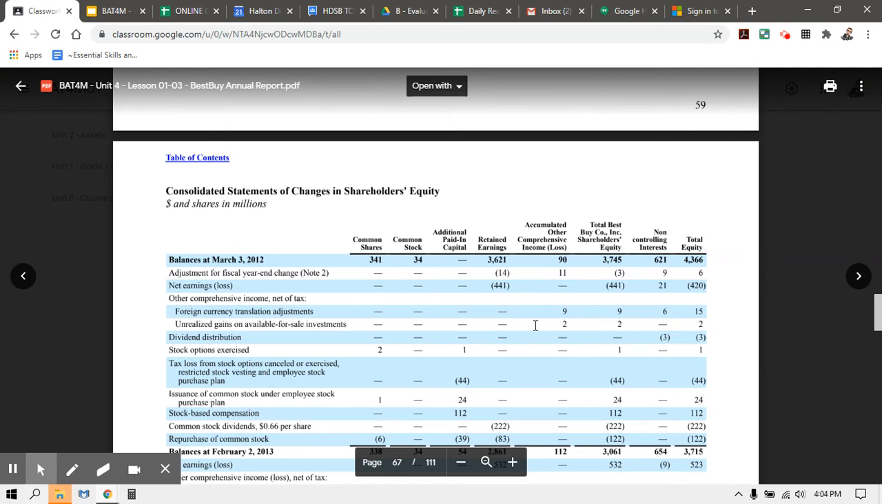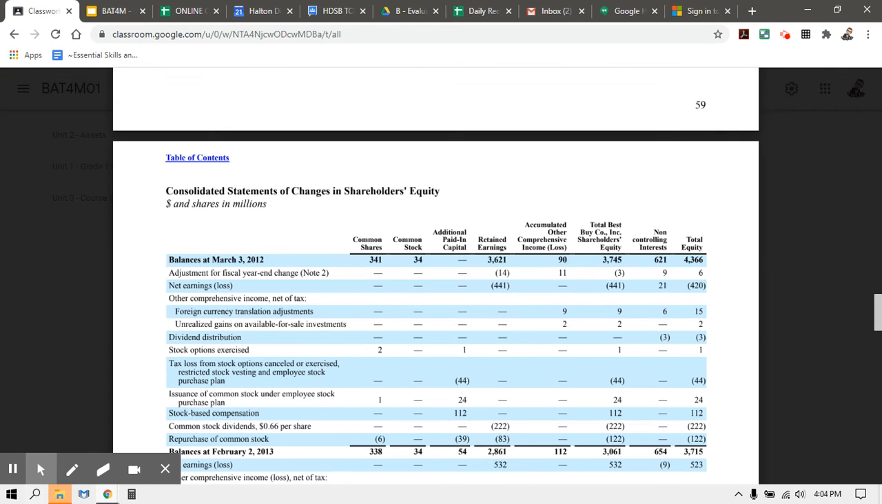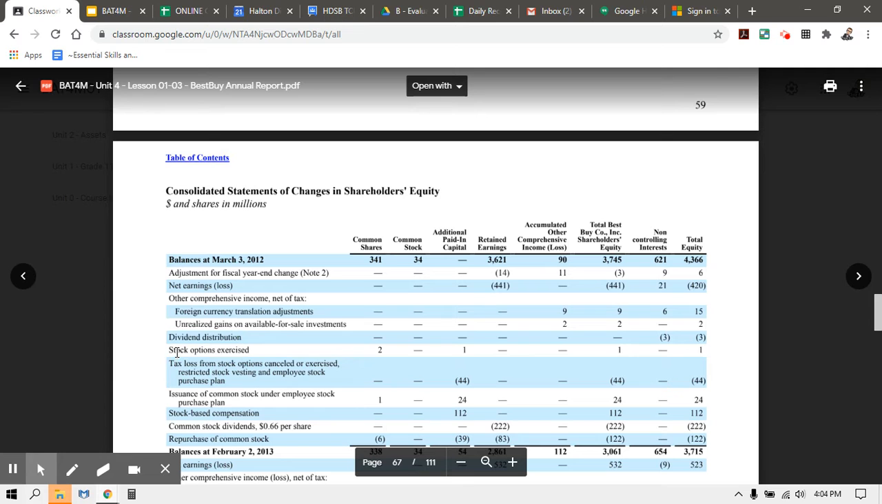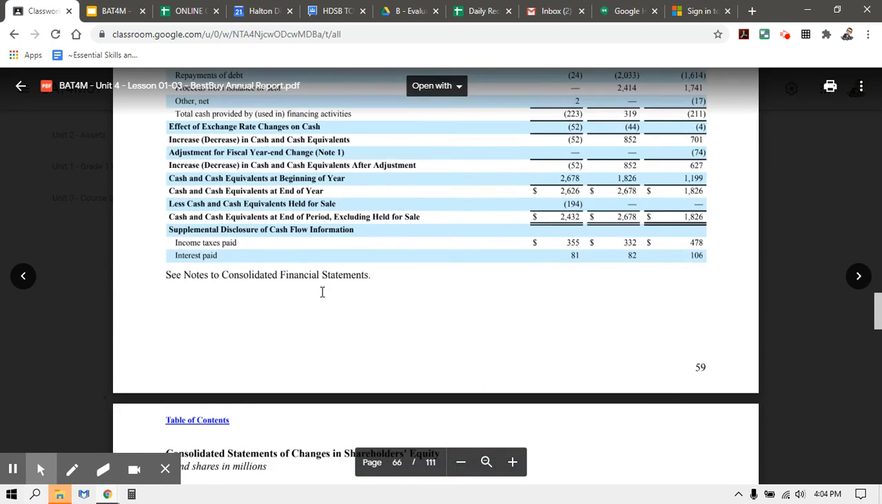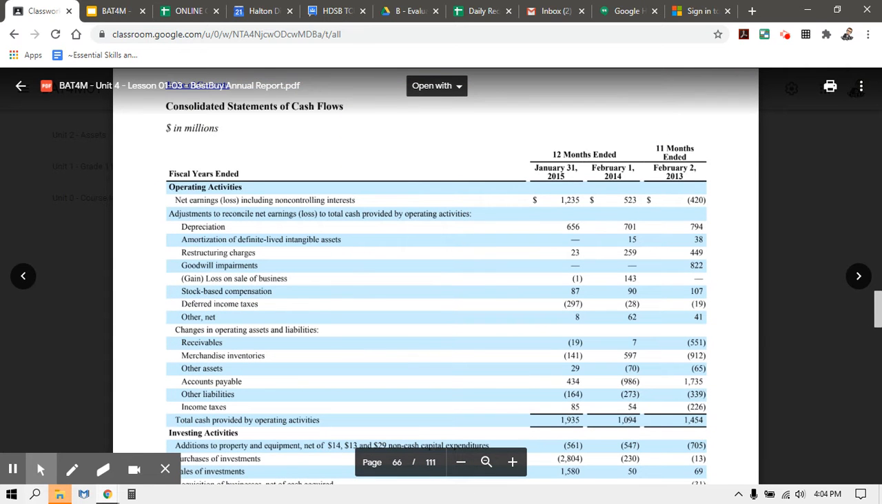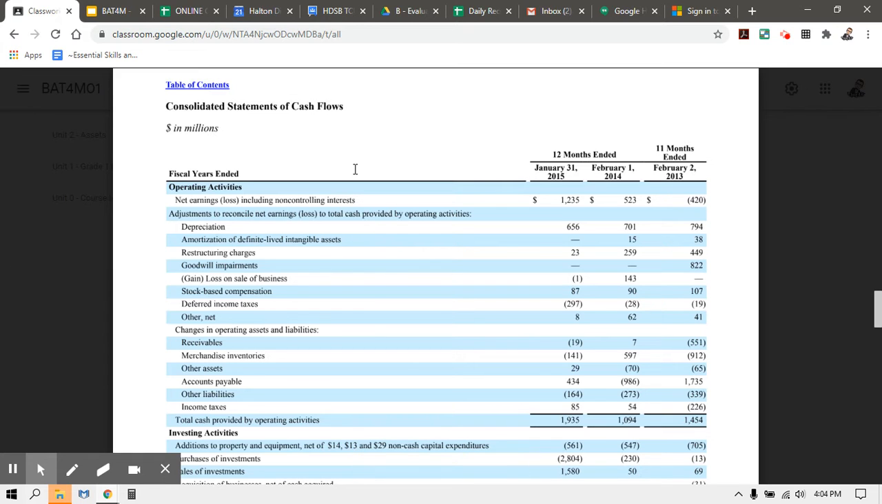But the fourth, we did talk a little bit briefly about, the statement of shareholders' equity, which basically tracks the changes that have happened to equity over the year, whether it's from dividends distributed or whether it's from stocks being sold, etc. The fifth one, the last major statement, is the cash flow statement.